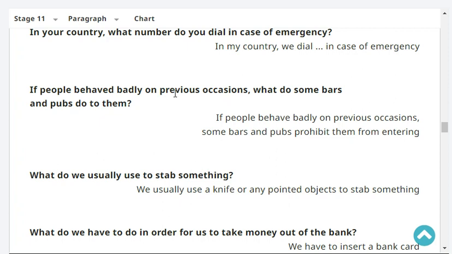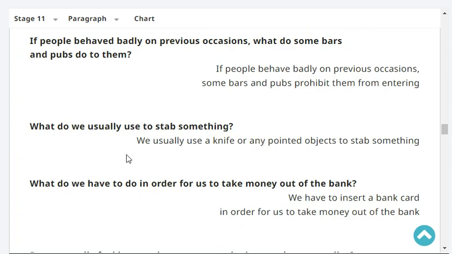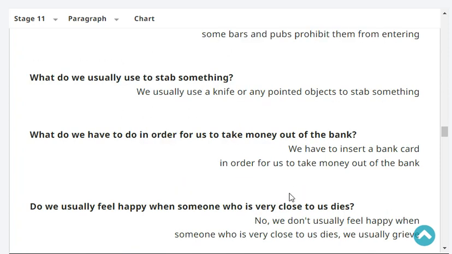What do we usually use to stab something? We usually use a knife or any pointed object to stab something. Very good. What do we have to do in order for us to take money out of the bank? We have to insert a bank card in order for us to take money out of the bank.